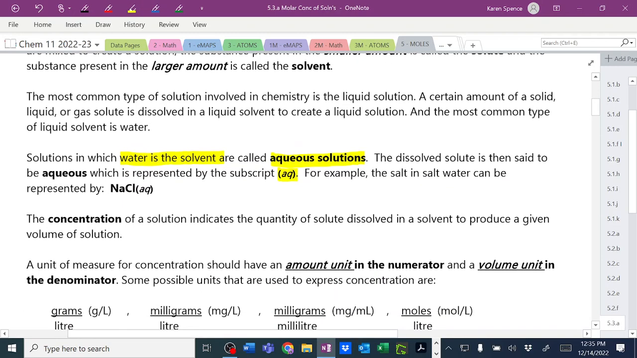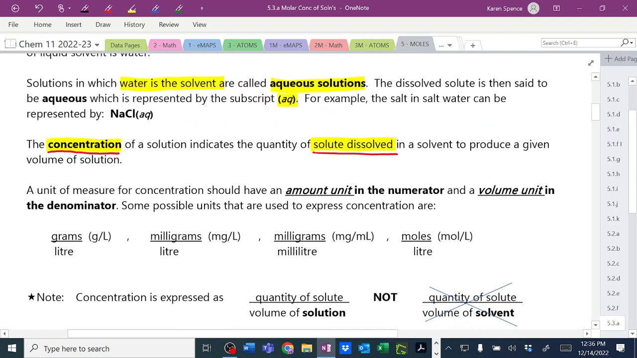Okay. What we're going to be focusing on today is the concentration. What does the word concentration mean? Yeah, how much solute is in the solvent, okay? How much solute is dissolved in a solvent? So we want an amount in the numerator and an amount in the denominator. So we could have grams of solute per liter of solution.